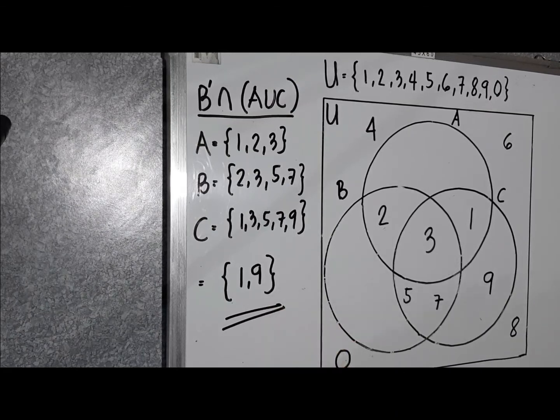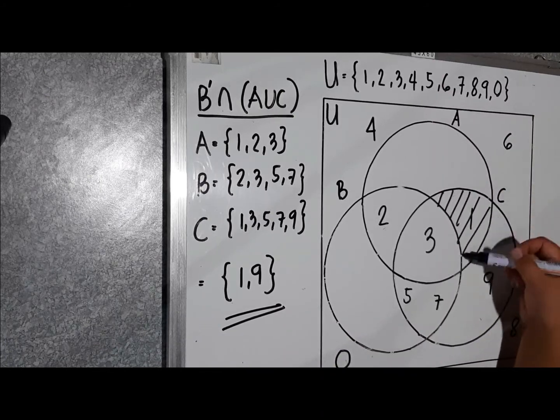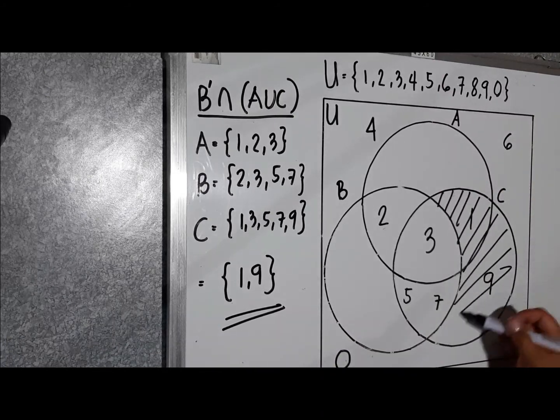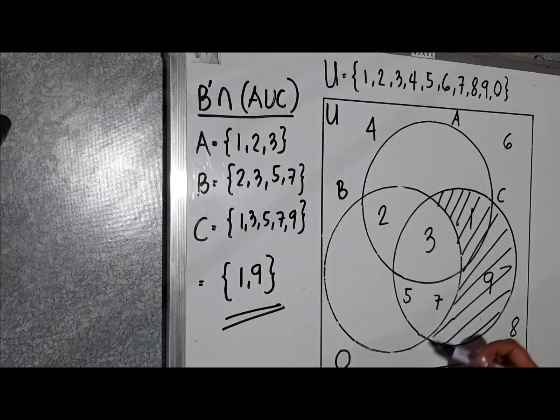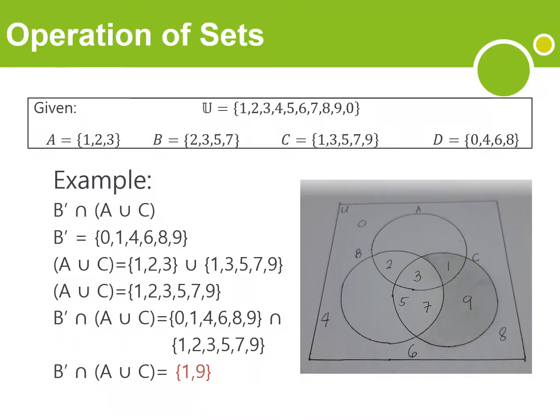So, in this case, 1 and 9. The shaded portion is just this part. So, this is the answer to our problem. We have the written one and then we have our Venn diagram. So, in this case, again, look at the shaded area. It is the same as our final answer.